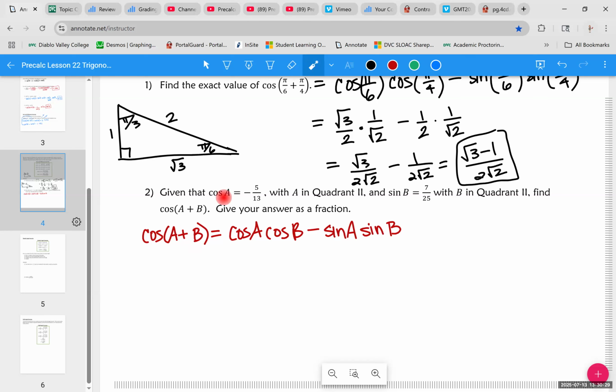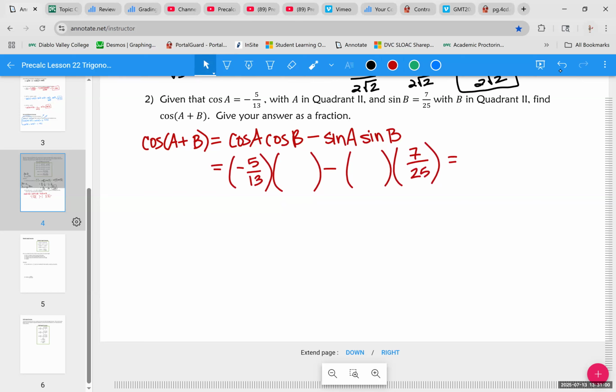Well, good news. I know cosine of A. It was given to me. And I know sine of B. It was also given to me. So I'm going to go ahead and write in my cosine of A. I don't know what my cosine of B is yet. I don't know what my sine of A is, but I do know my sine of B is 7 over 25. So I'm basically halfway there. I've got 2 of the 4 things I need, but now I need to find cosine B and sine of A.